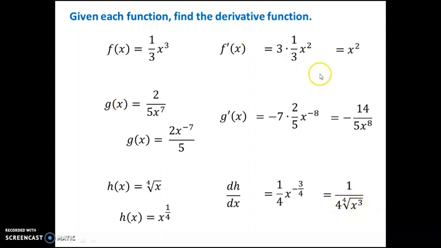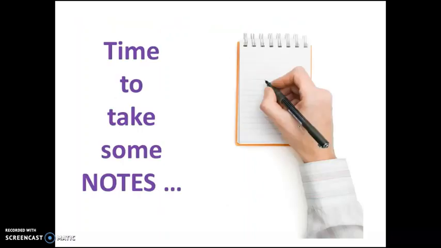So just talk about those with your partners if you need. That was just a reminder of some basic power rule applications. We'll need those skills today as we move on. So let's take some notes. You've been provided with a notes page about integration. Let's go to that now.